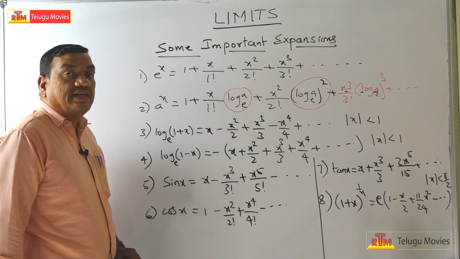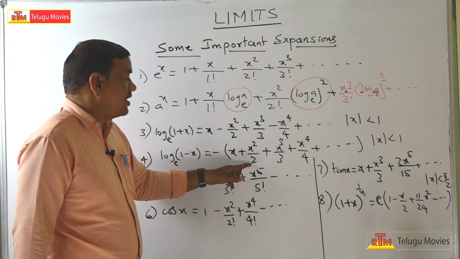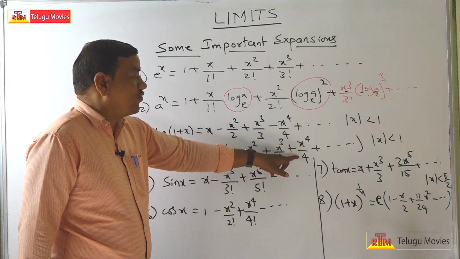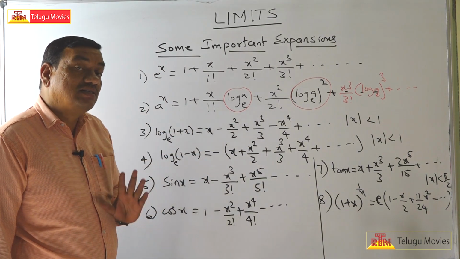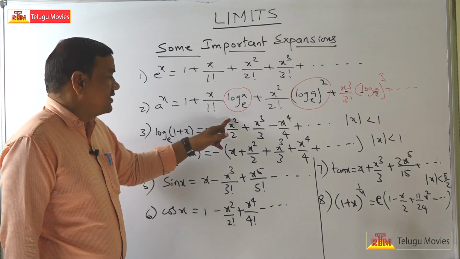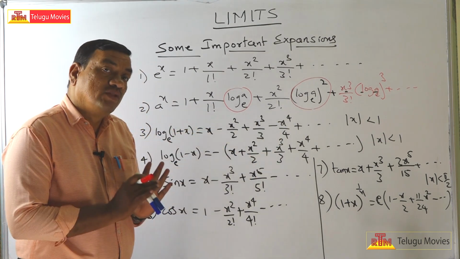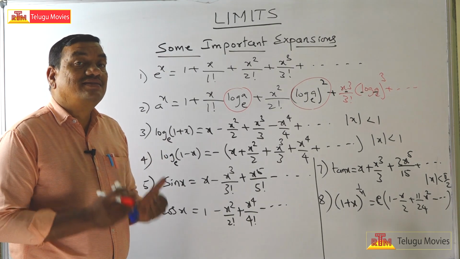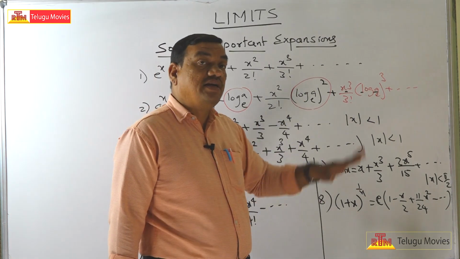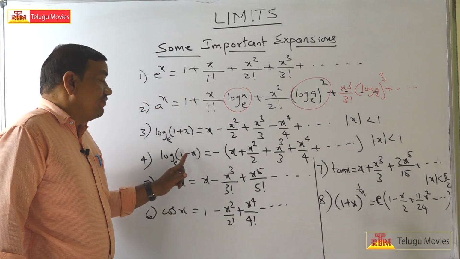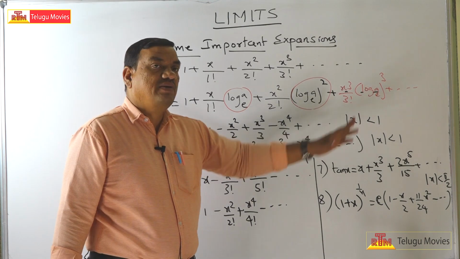Coming to the log of 1 minus x expansion, this is minus of a total bracket: x plus x square by 2 plus x cube by 3 plus x power 4 by 4, so on. What you observe here is that the terms are the same, but the signs are different: x, x square by 2, x cube by 3, x power 4 by 4. Here it starts plus, minus, plus, minus when it is plus. If it is minus, all terms are minus.